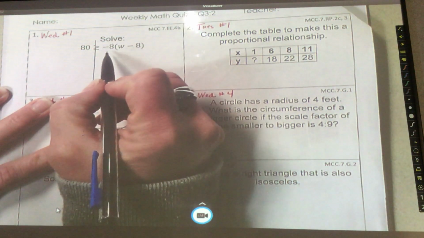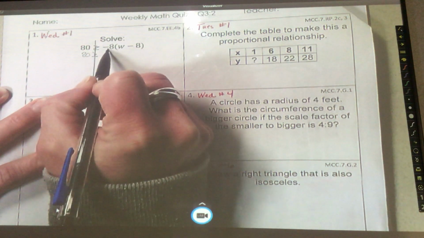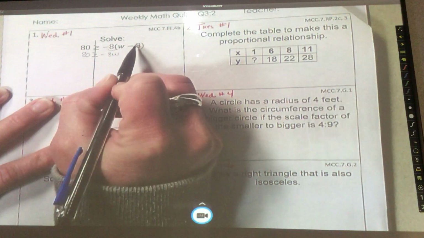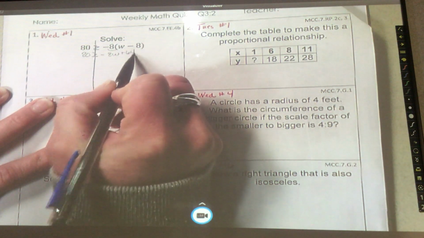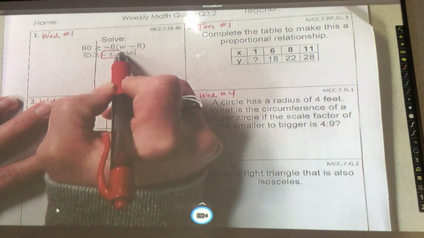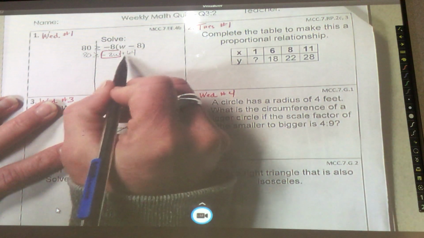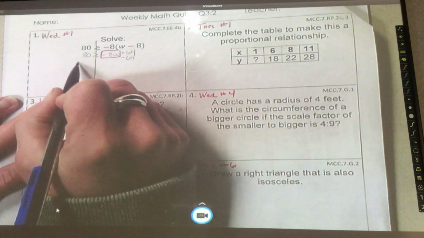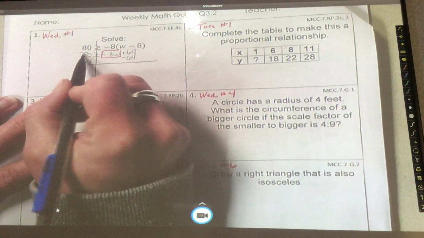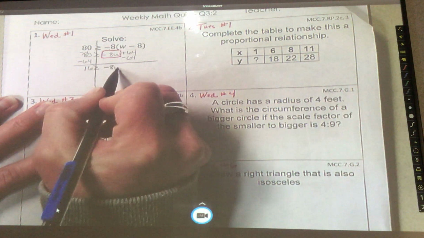What property? Distributive. So I'm gonna leave it as 80 is greater than or equal to a negative 8 times W is negative 8W. A negative 8 times a negative 8 is a positive 64. Going to box up my negative 8W because I want to leave it on this side, put all my other numbers together. So if this is a positive, it's going to be a minus 64. Minus 64. 80 minus 64 is 16. 16 is greater than or equal to a negative 8W.